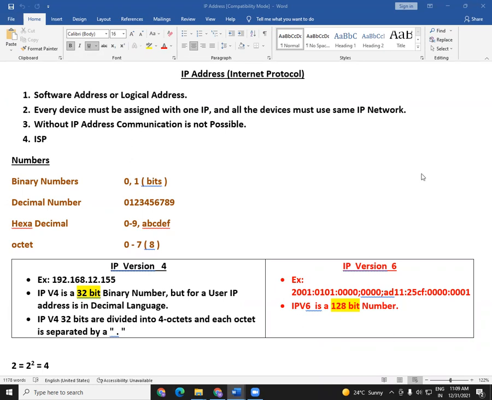So yesterday we have seen all the basic things that we need to discuss about IP addressing. Like we said, what is the use of IP? IP is used for communication, right? Without IP, communication is not possible. Every device must have an IP address, whether it is within the company or over the internet, at least one IP address.